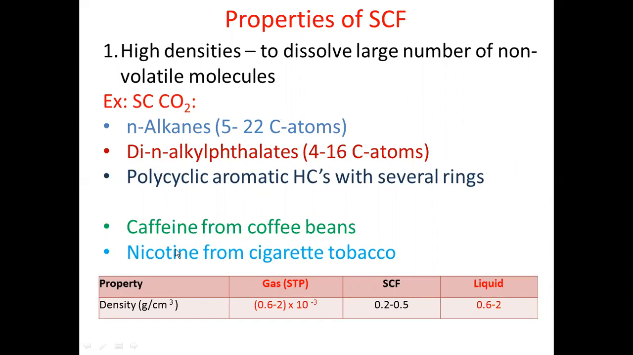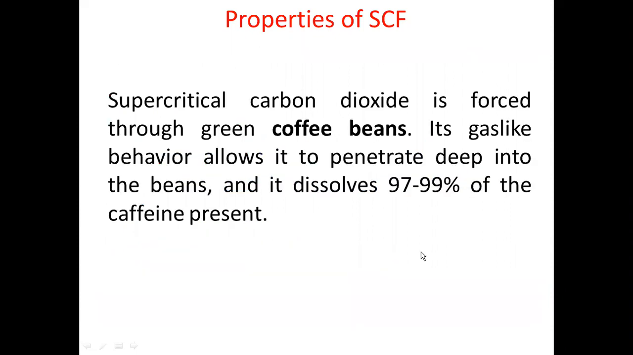So you should remember about the density, that because of the density, most non-volatile components are soluble in supercritical fluids such as supercritical carbon dioxide, because of the density of 0.2 to 0.5. The density is very large when compared to gaseous states. So 0.6 to 2 into 10 power minus 3 is the density for gaseous fluids, whereas supercritical fluids will exhibit 0.2 to 0.5, a very large density when compared to gaseous states, and this large density will make these non-volatiles dissolve in supercritical fluids.